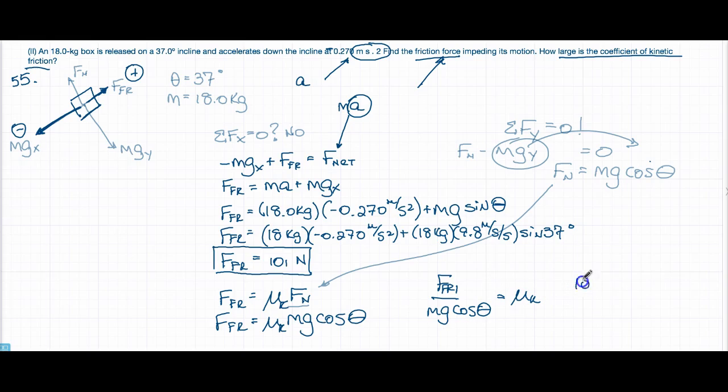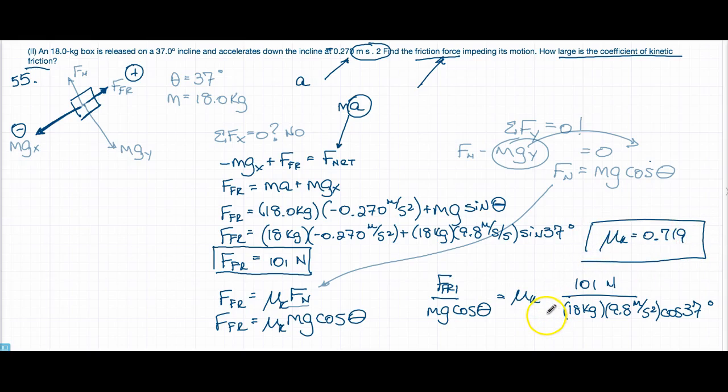I know the frictional force, it's 101 newtons. I'm going to divide that by mg cosine theta, which is going to be equal to 18 kilograms times 9.8 meters per second squared, and I have to remember to multiply that by the cosine of 37 degrees. And when I run that through my calculator, I get a coefficient of kinetic friction of 0.719 to 3 sig figs, which is my answer then to part two, or the second part, how large is the kinetic coefficient of friction?